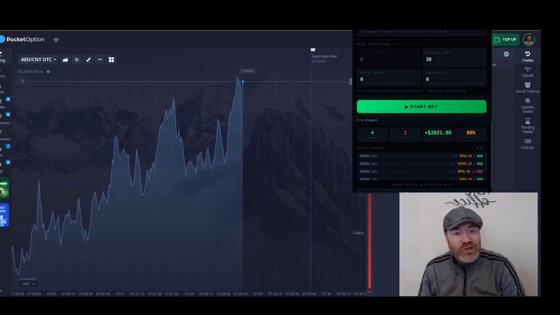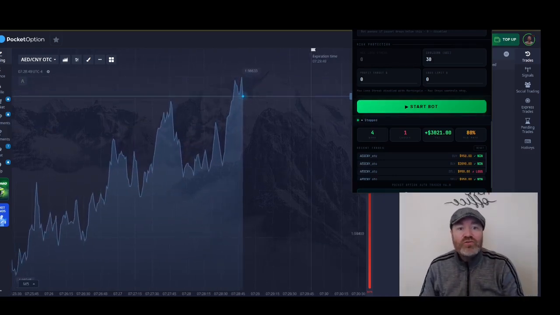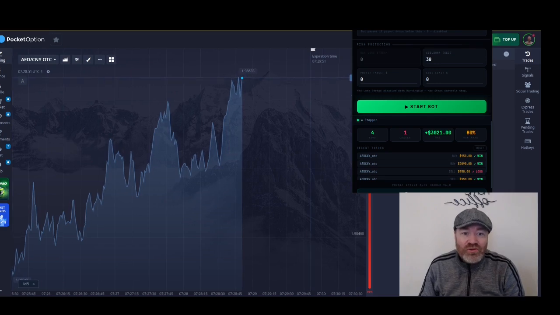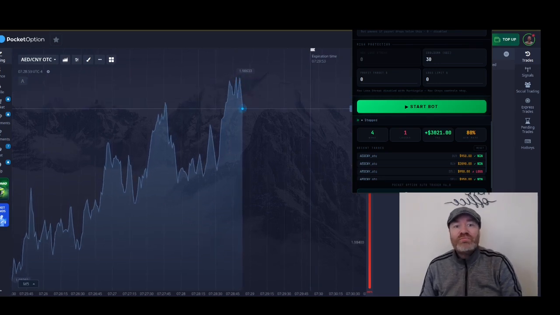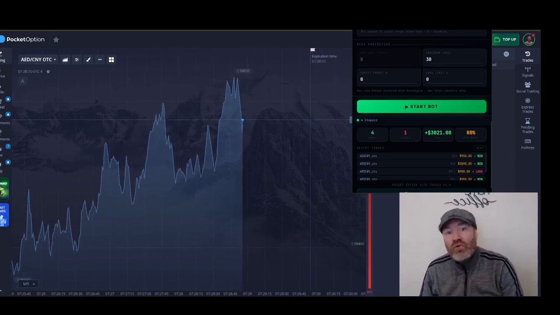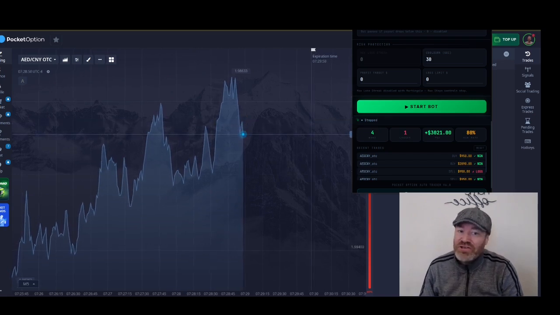And just like that, $3,021 in a matter of minutes. We got 5 trades, 4 winners, 1 loss, 80% win rate.